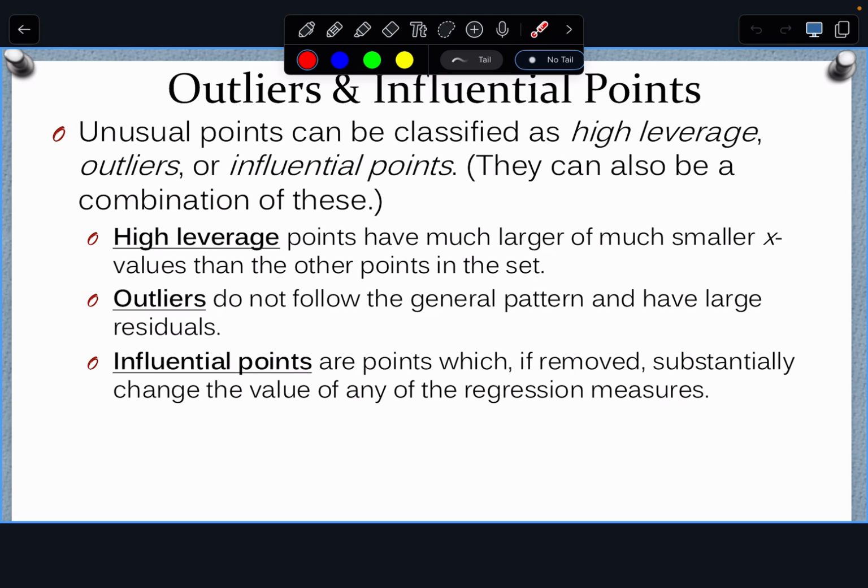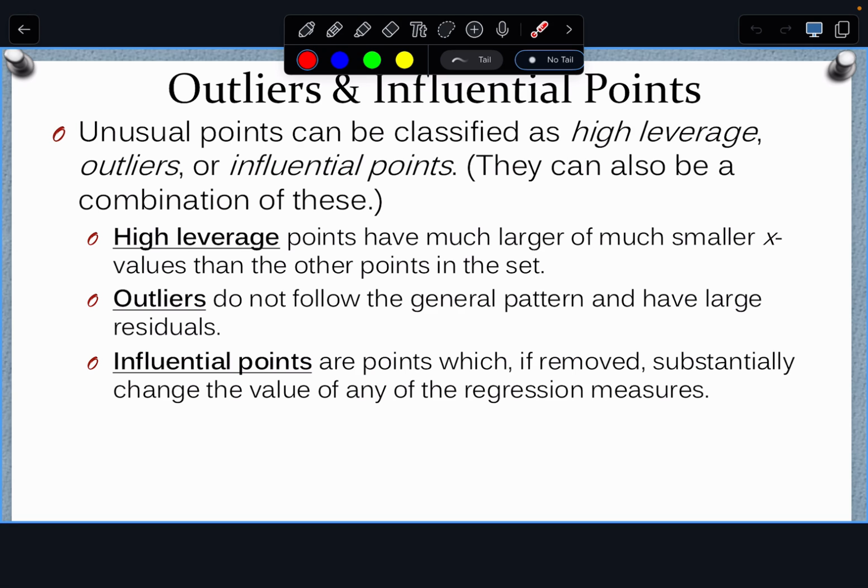So when you're talking about these different types of points, if it's extreme in the x, it's a high leverage, which means it's also influential on something. So then you would specify what it's influential on. It's going to greatly increase or decrease this, or greatly change this value, whatever the case may be.